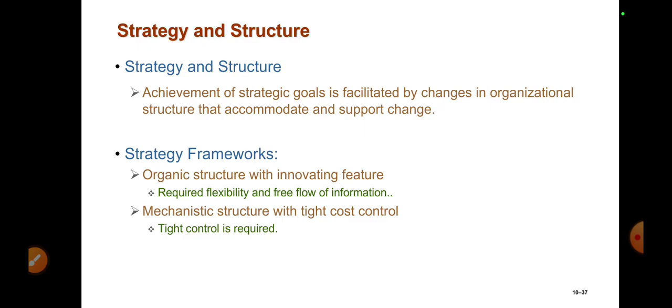that is related with innovation. But on the other hand, if the company follows some strategy that is defensive in nature, like cost control, in that case the organization has to follow the mechanistic structure, and for this tight control they require formal rules, regulations, everything that is related with the mechanistic structure. So based on the strategy of the organization, they have to design their structure.